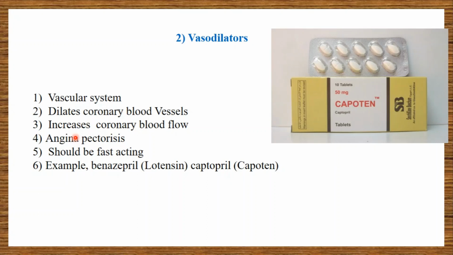The therapeutic action of vasodilators is due to their strong ability to dilate the coronary blood vessels by relaxing smooth muscle. This increases the blood flow, which increases the oxygen supply to the heart muscle, and therefore vasodilators or anti-anginal agents are used to treat coronary diseases, especially angina pectoris and the pain associated with it. It should be fast acting and should not develop tolerance. An example is benazepril and captopril. This is the image of that.